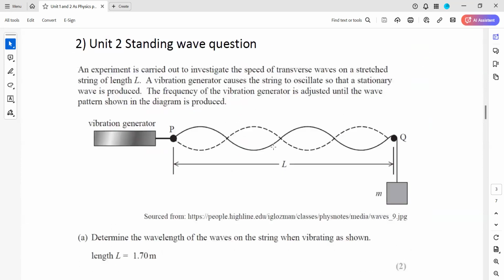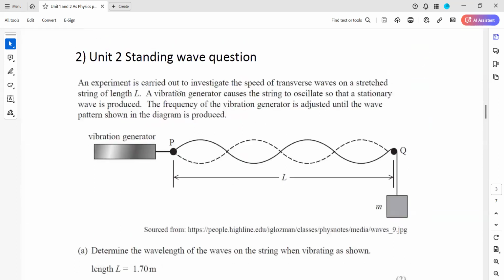The next question is related to the standing wave experiment. An experiment is carried out to investigate the speed of transverse waves on a stretched string of length L. A vibration generator causes a string to oscillate.